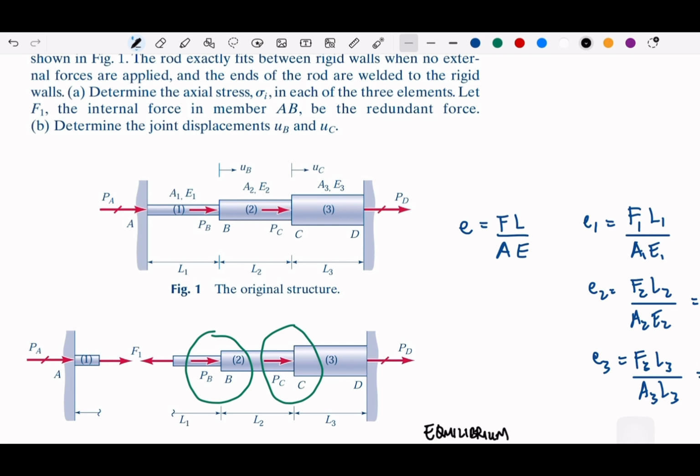We can do the same thing if we cut this and take maybe this as F3, and then this is on the left. So we can have F3 as our redundant force, which means we can solve the system and find F3. Okay, that's the same way.